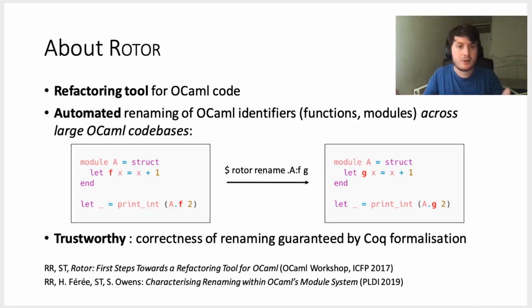Note that Rotor does not simply apply a search and replace algorithm to the source file, but is instead aware of semantical aspects of the program and keeps track of the dependencies between values in an OCaml code. Moreover, Rotor provides a trustworthy approach to renaming, as its correctness has been guaranteed by a code formalization and proof explained in the PLDI paper in 2019.